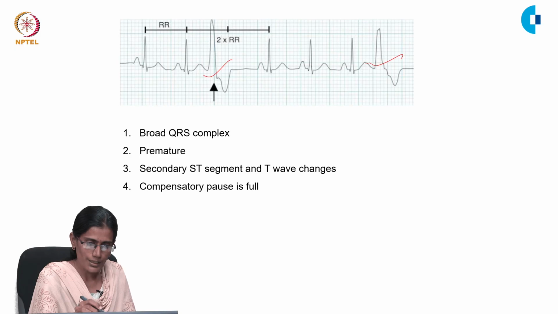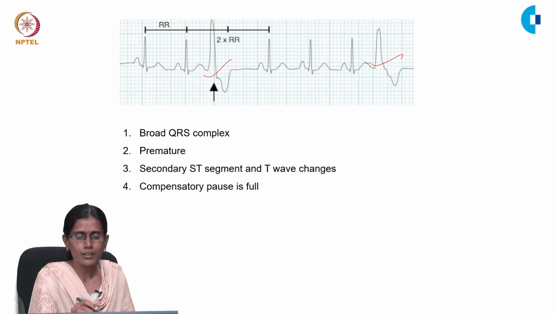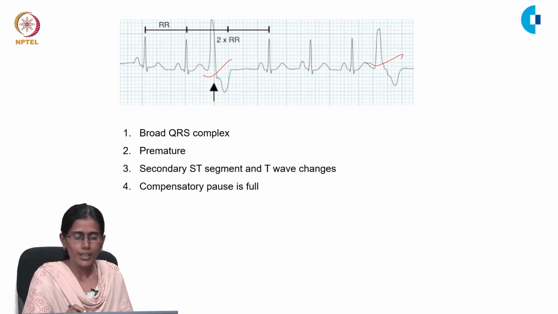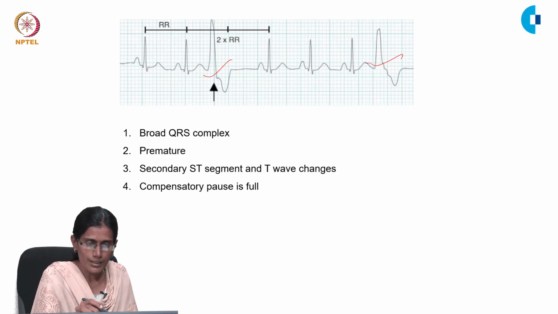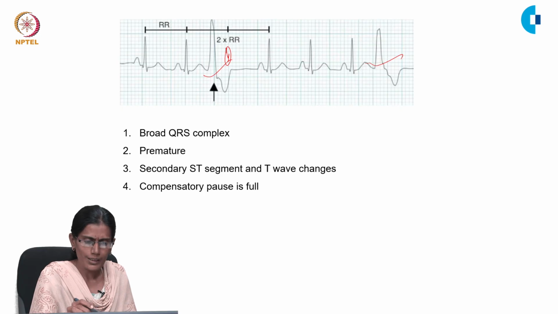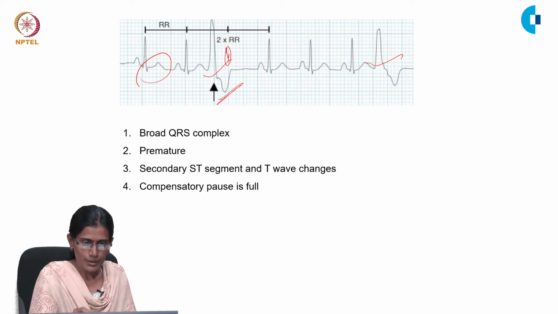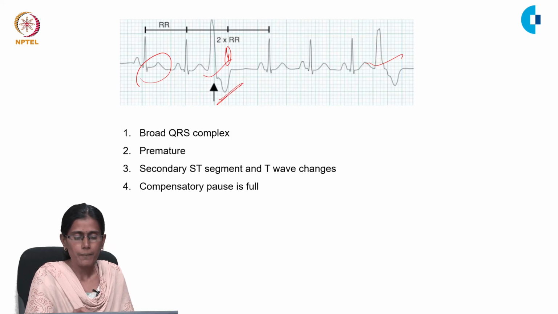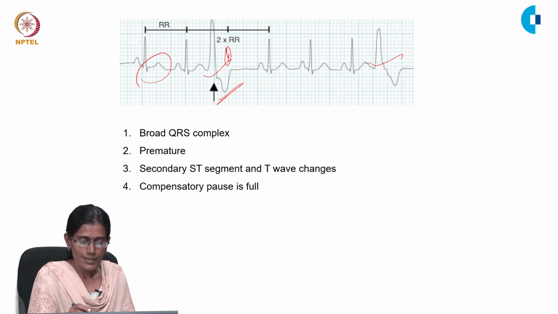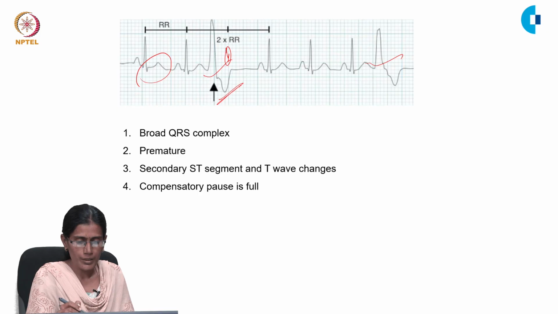So, this QRS complex is broad. You calculate the duration, 1, 2, 3. So, it is more than 120 milliseconds. So, there is a broad QRS complex and it occurred early. We expect the normal sinus beat here. But this ectopic has happened early. And you look at the ST segment and T wave compared to the ST segment and T waves of the normally conducted sinus beat. These ST segment and T waves are bizarre. These are known as secondary ST segment and T wave changes.